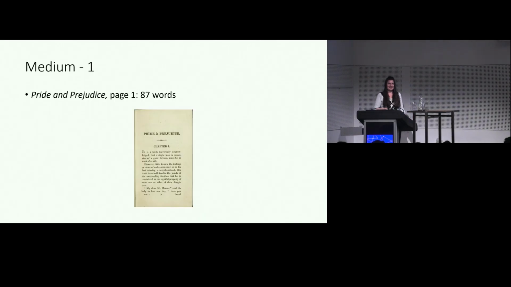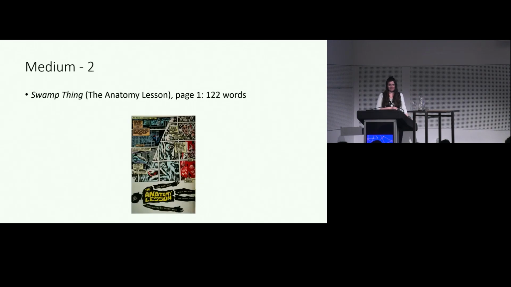Cool. So the last thing I want to cover off is talking about medium and how that affects pacing. So again, we're going to look at how different amounts of words look in different formats. So this is the first page of Pride and Prejudice. It's 87 words. It's all sort of squished in nicely, pretty easy to read because it's a book, and all you've got to do is look from line to line and then flip the page.